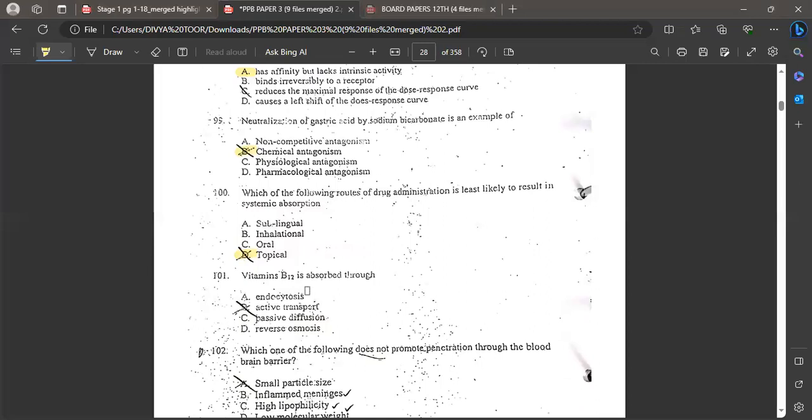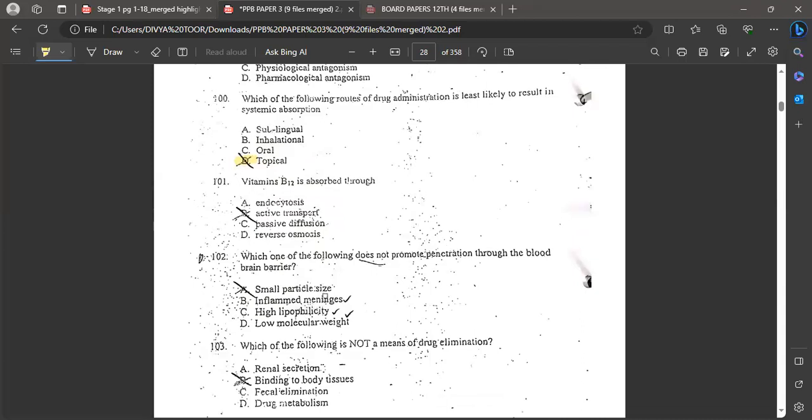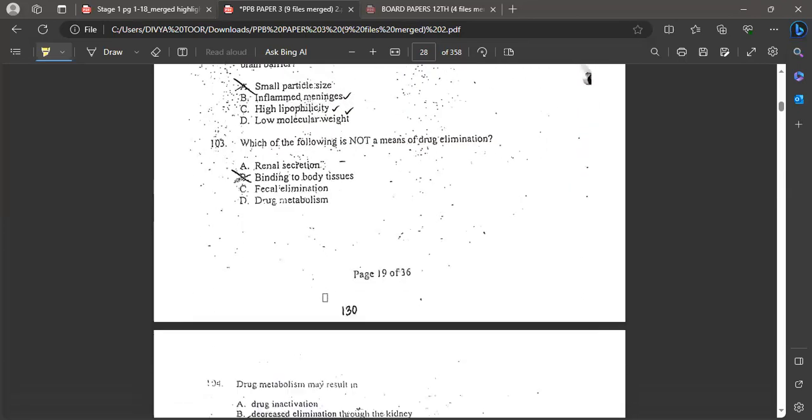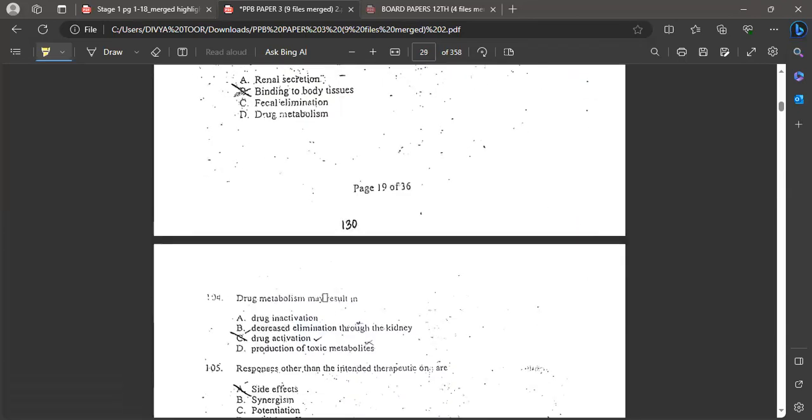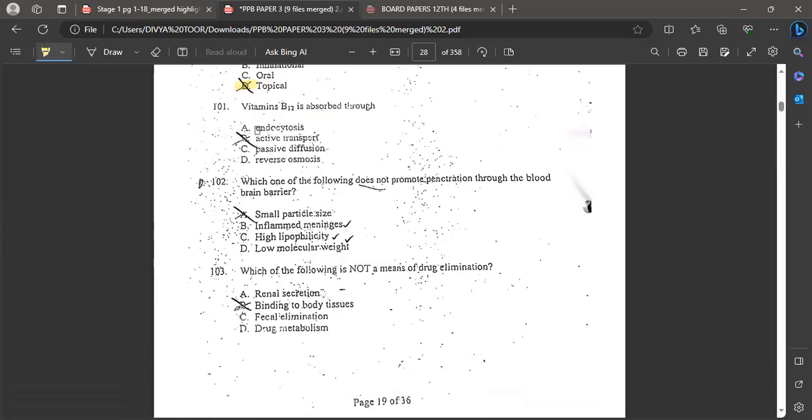Vitamin B12 is absorbed through endocytosis, active transport, passive diffusion, and reverse osmosis. B12, was B12 the one using that intrinsic factor? Yeah. Yes. Okay, I just wanted to ask. I don't have the answer.